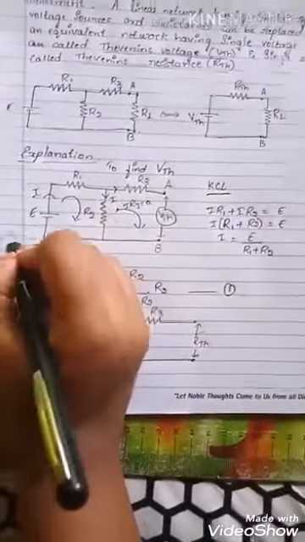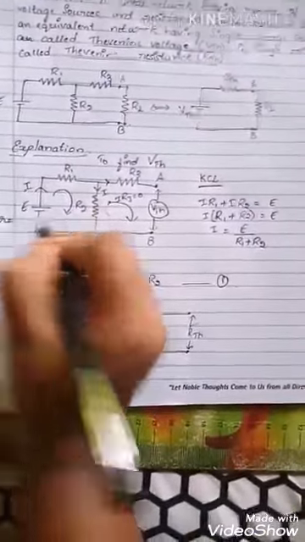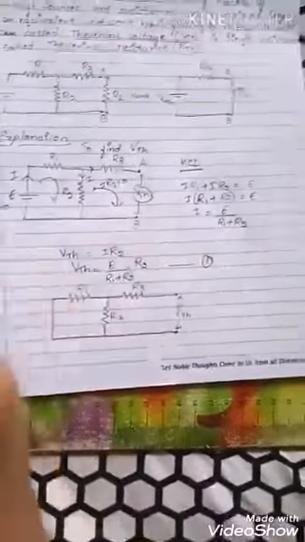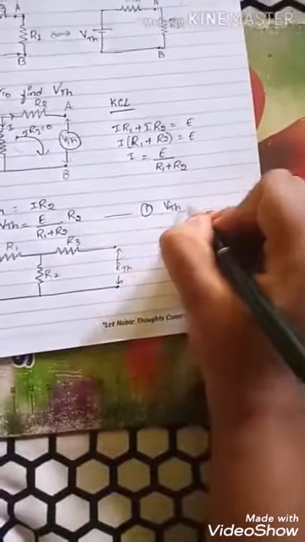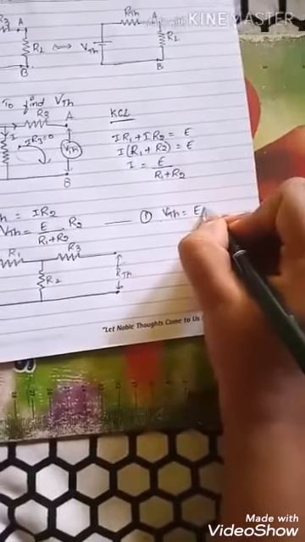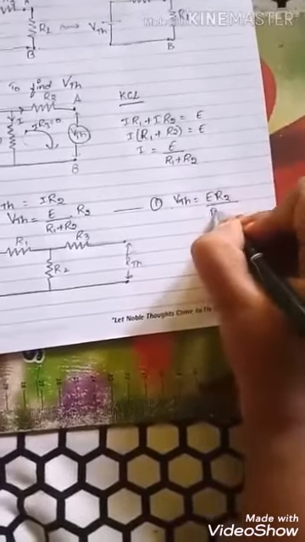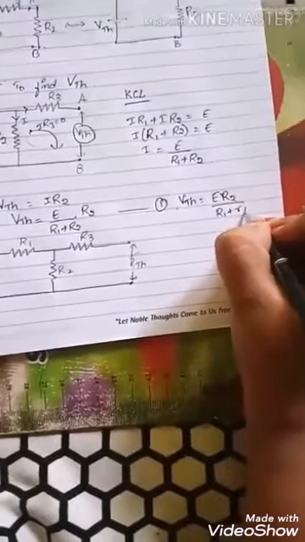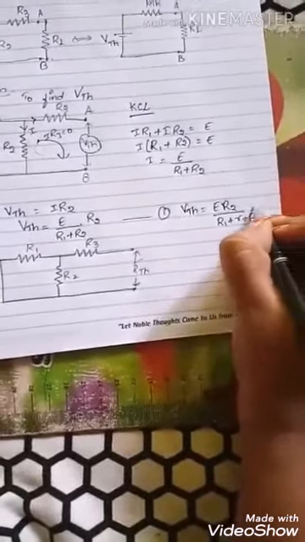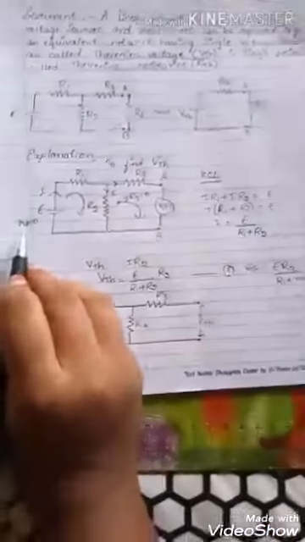If this EMF has internal resistance, here the internal resistance is 0. If it is not 0, then we have VTH equal to E R2 divided by R1 plus R plus R2. This is the Thevenin's voltage when we have some internal resistance R.